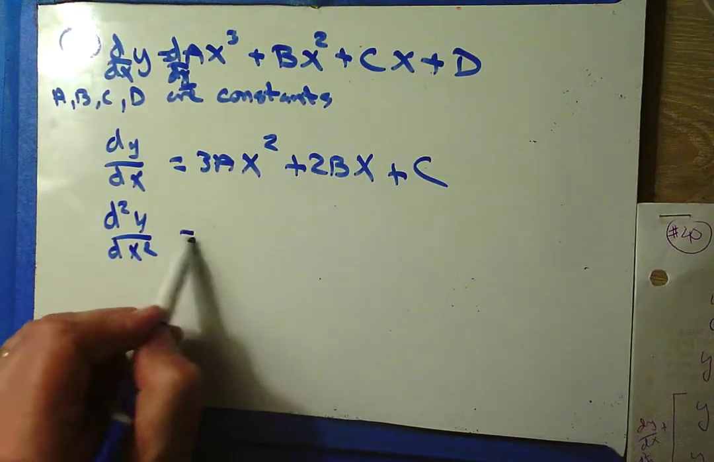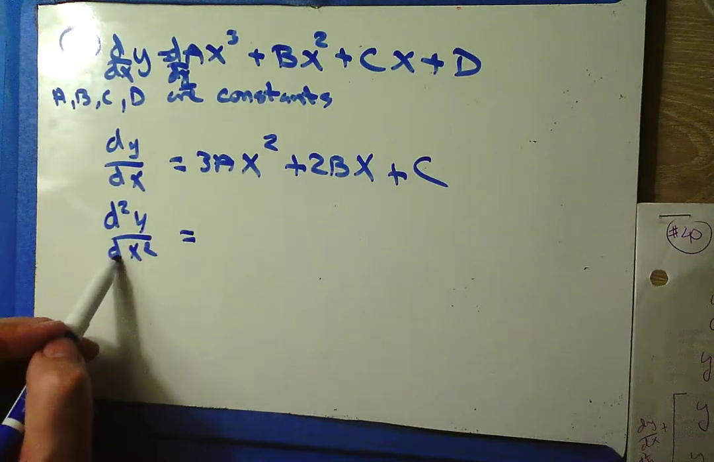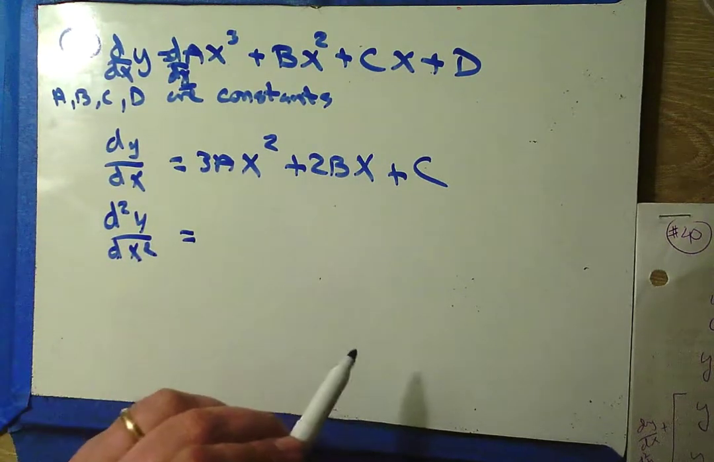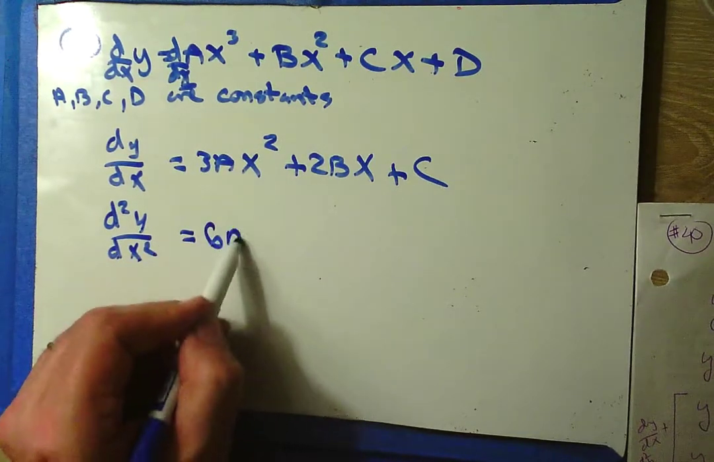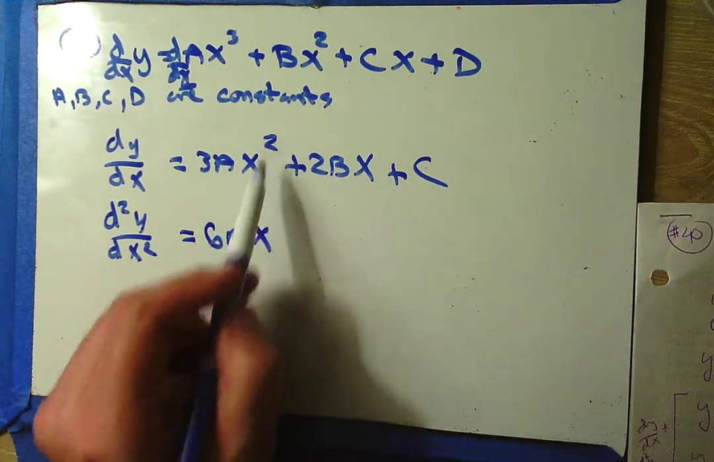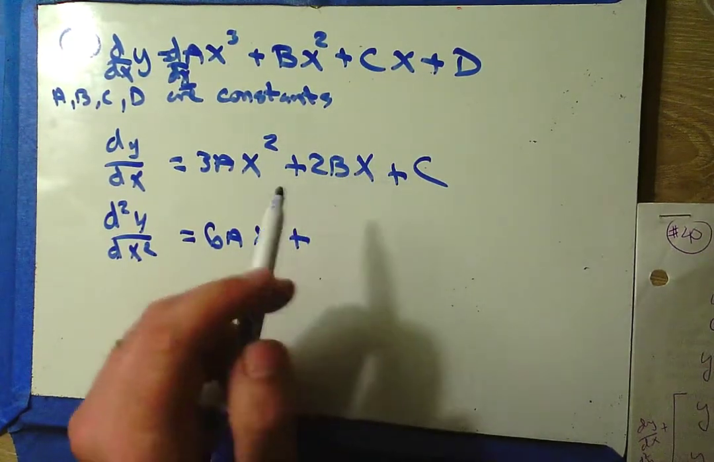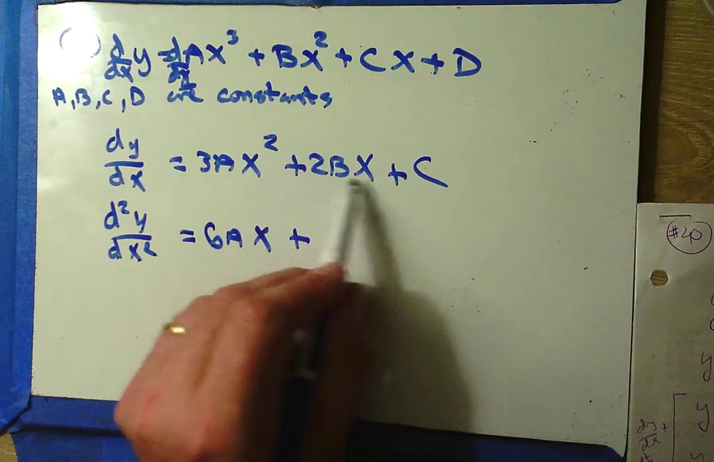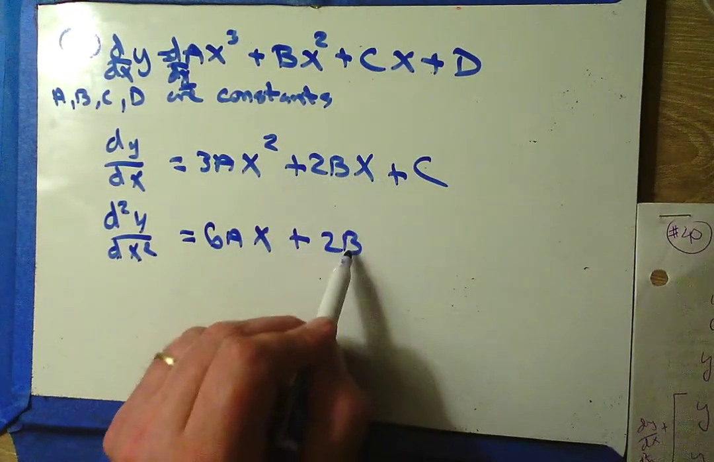What about the second derivative? With respect to x both times. Take the derivative twice of y with respect to x both times. Okay, so we'll bring down that 2. 2 times 3 is 6a x. We subtract 1, we get the first power. Plus, and the derivative of 2bx, well, this is just linear. It's some constant times x will be 2b.